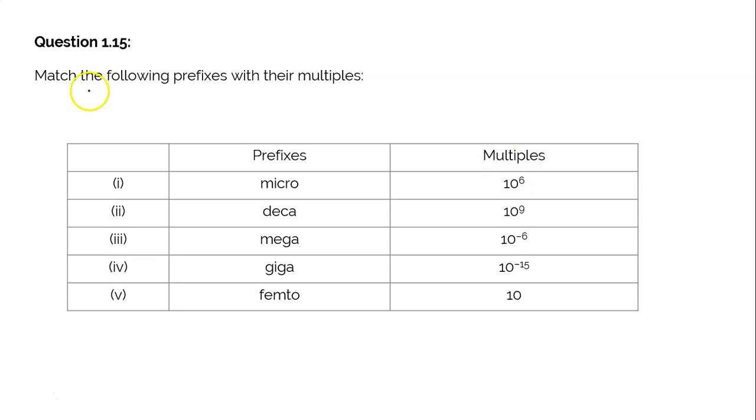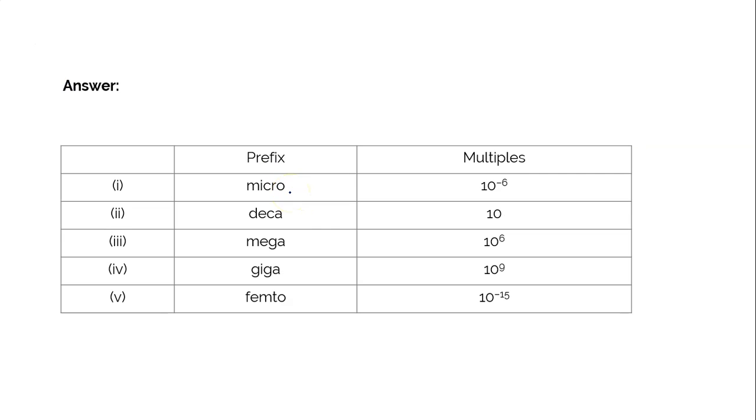So here is a table. You got to match the following prefixes with their multiples. So you have the prefixes, you have the multiples, you got to match them. This is important stuff because in chemistry, going ahead in class 11, also in class 12, you will be using a few of these prefixes very much. Like you will use micro, deca and mega. But other than this, you will also be using pico and nano. So let's know how to match them.